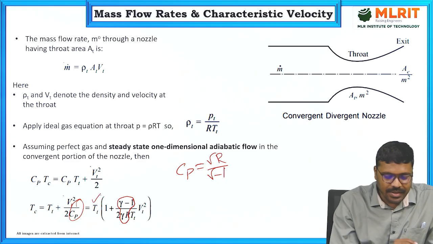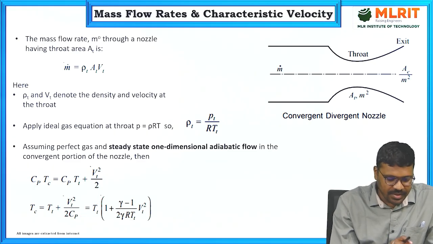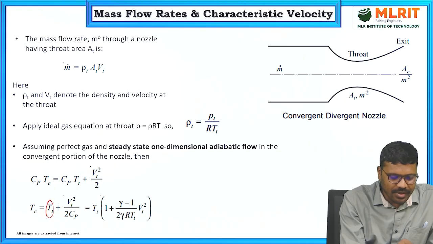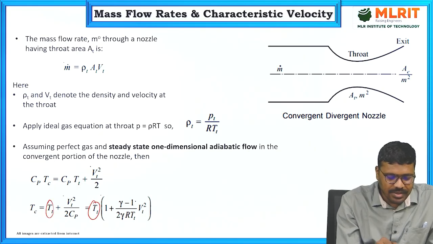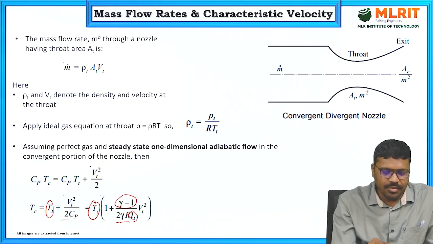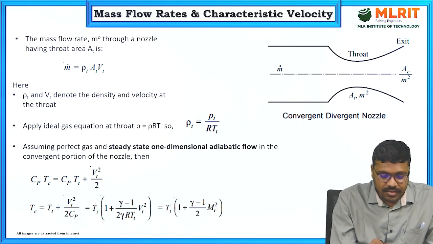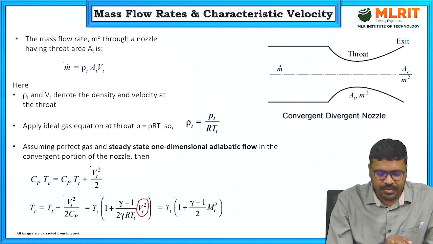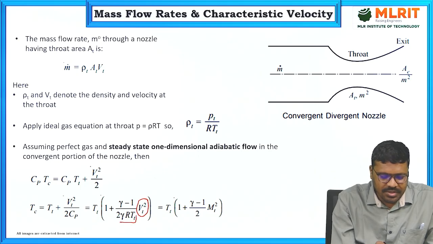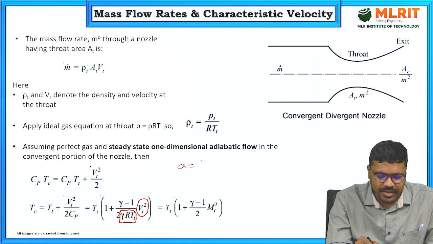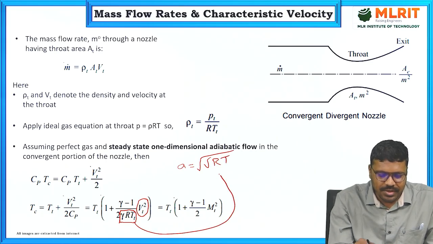After taking Tt common here, this is the final equation we got. Tt will come out and it will be 1 plus gamma minus 1 by gamma R, into 2 Tt into Vt square, where Vt is the velocity of the gas at the throat. Observe this term gamma R Tt. There is an equation for the speed of sound, a is equal to under root gamma R T. So this term is similar to this.